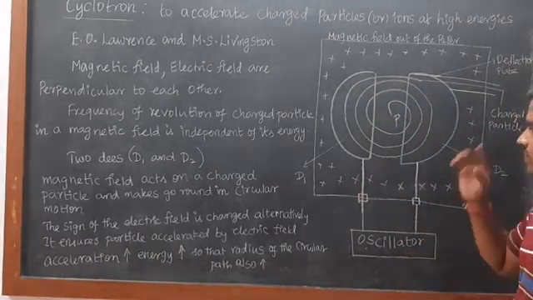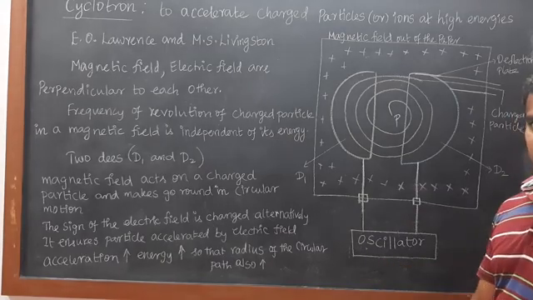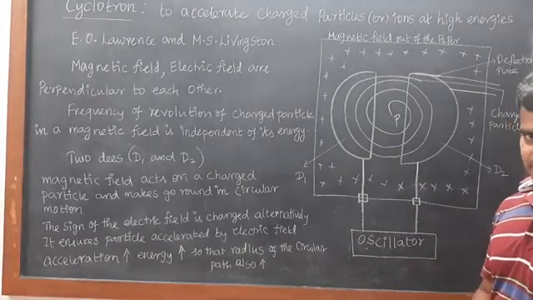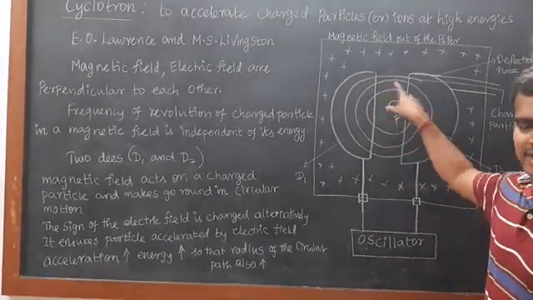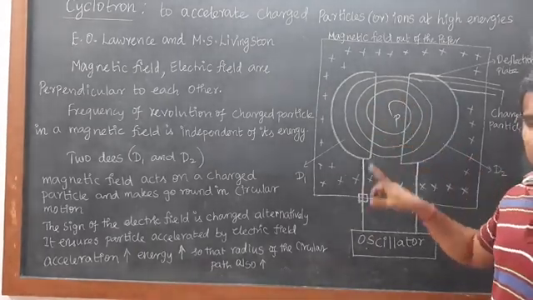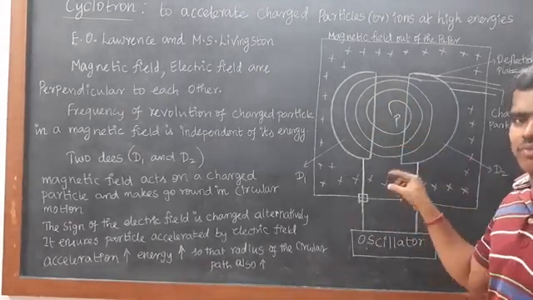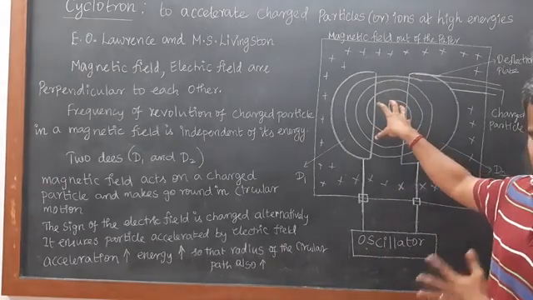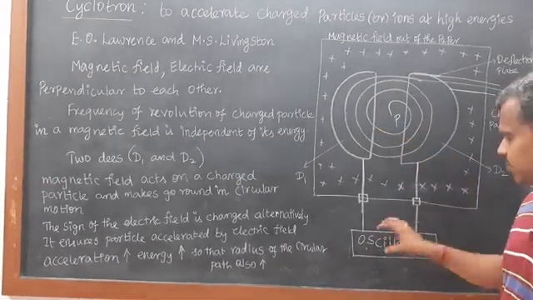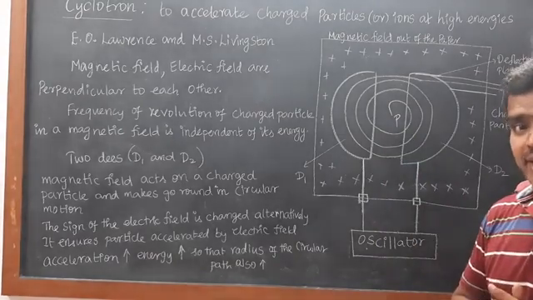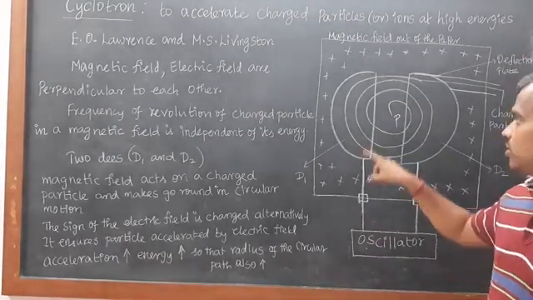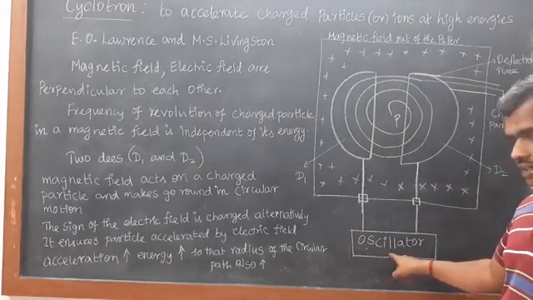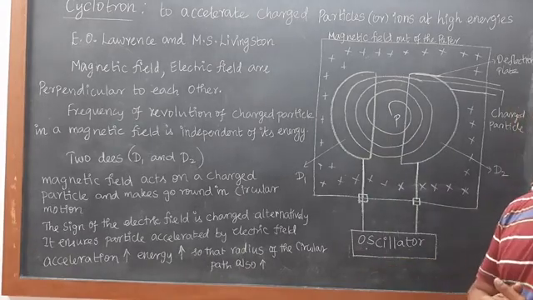Now we have one oscillator here, which gives an alternating voltage at some frequency. Any charged particle inside is revolving, so it also has some frequency. The applied frequency and the cyclotron frequency, if these two are equal, we call it the resonant frequency. When the frequency of the cyclotron and the frequency of the applied oscillator are equal, we have resonance.